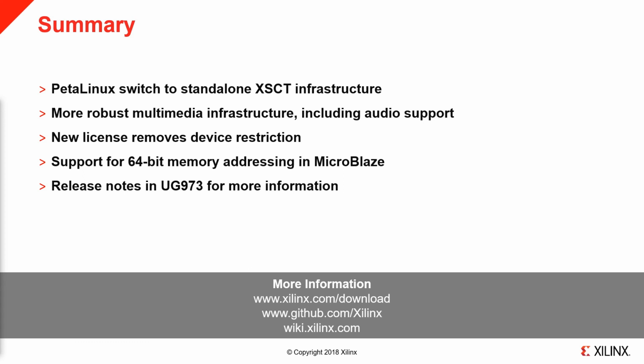For a full list of all changes present in the 2018.3 release, please take a look at UG 973. To download our tools such as Vivado, XSDK, or PetaLinux, please go to xilinx.com/download. For access to all of our open source collateral, including the Linux kernel, U-boot, and our bare metal software stack, please look on our GitHub page at github.com/Xilinx. For access to example designs and other technical resources, visit our wiki located at wiki.xilinx.com.